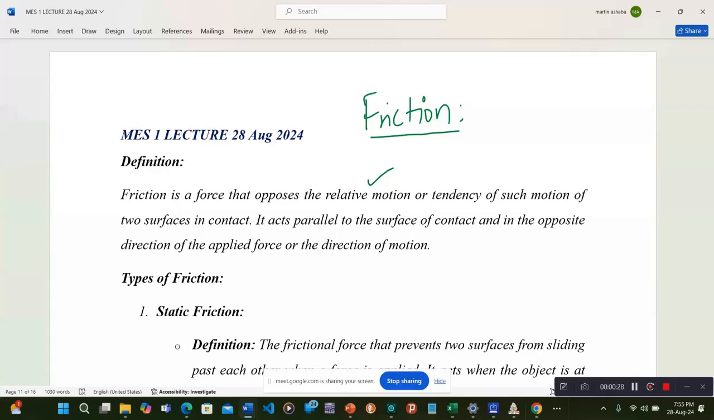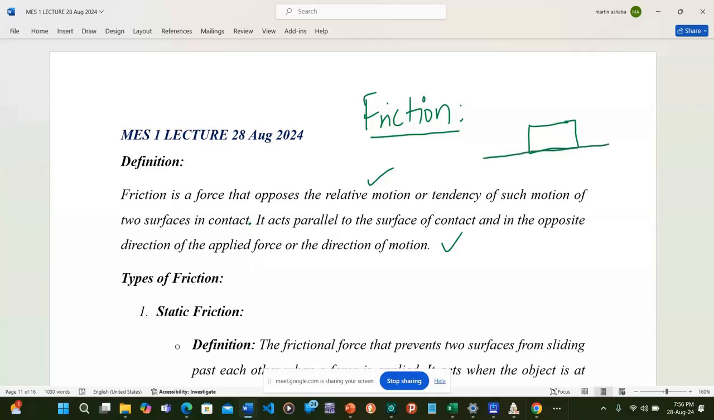So what you have to understand, I was saying friction is the force that opposes relative motion or tendency of such motion of two surfaces in contact. And we said that it acts parallel to the surface of contact and in opposite direction of the applied force. So the definition ends here, and this is a bit of an explanation. So we are saying friction is a force that opposes relative motion.